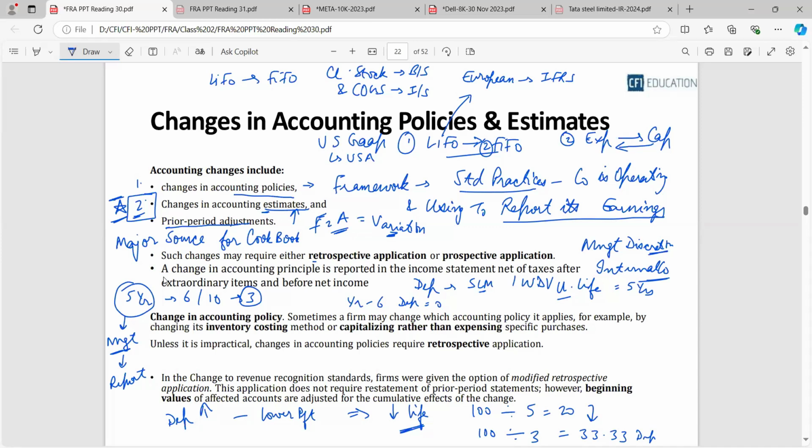A change in accounting principle is reported in the income statement net of taxes after extraordinary items and before net income. There is no logic for me to give it over here, but the best possible judgment I can give you on this line is that whenever there is a change in accounting principle, guys, we need to report it net of taxes after extraordinary items but before net income. It means that our net income, PAT and so on, should not carry the effect of it, but you can show it in a separate line item, your extraordinary items, in the income statement.